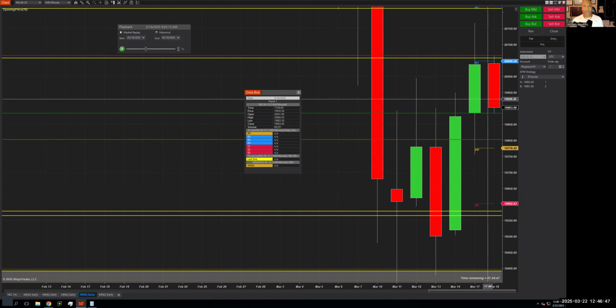Because that's just saying from 6 o'clock the night before till 9:30 in the morning, that was the highest point and the lowest point the market went, basically while you were asleep. So that's mostly the Asian market and the London market that's moving that daily candle.